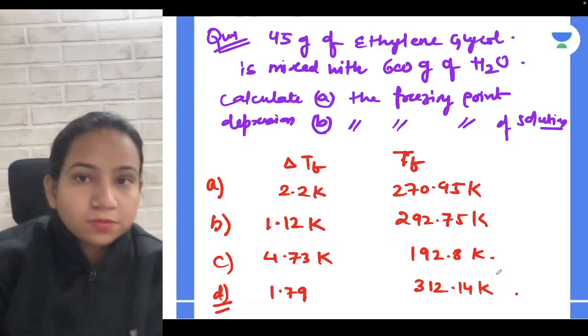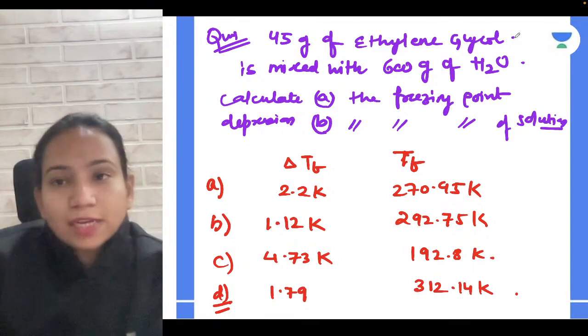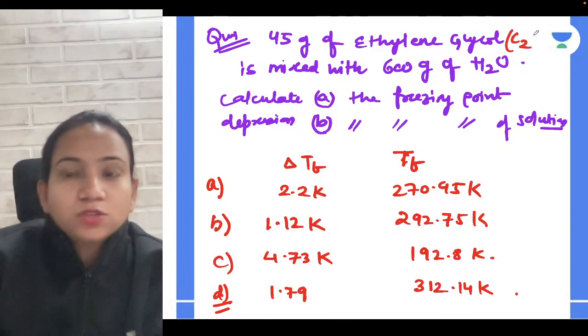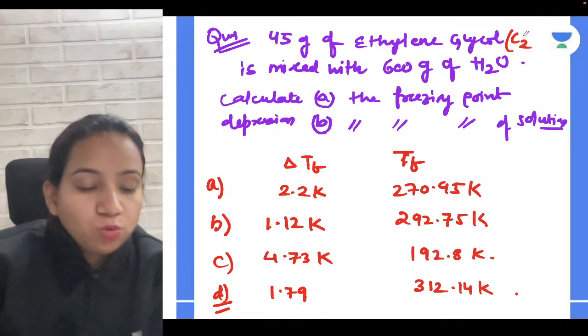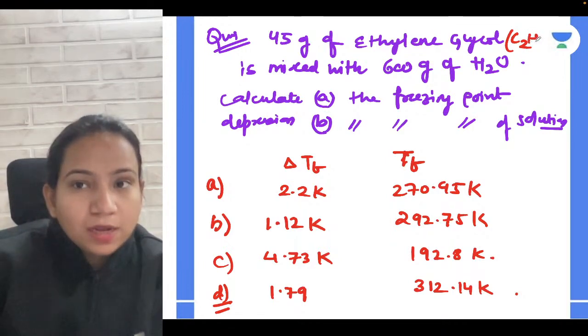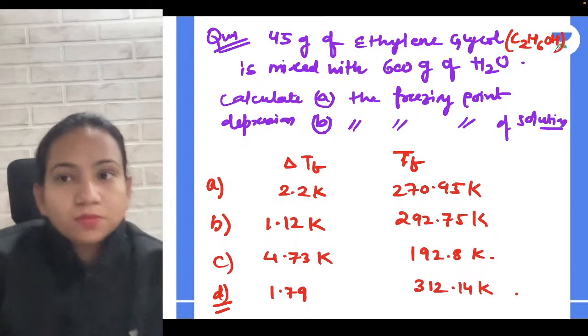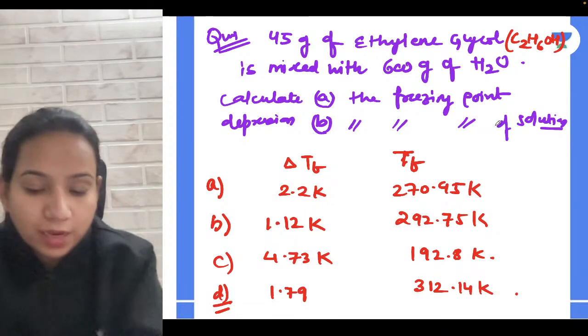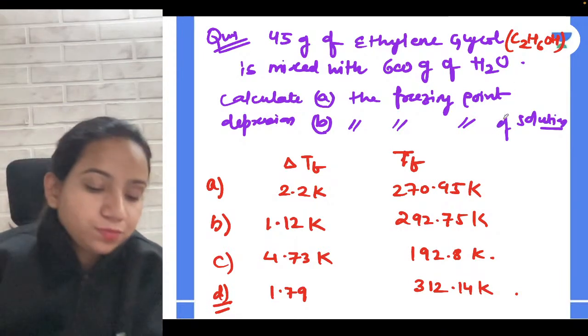Yes. So first of all, what is the formula of ethylene glycol? Ethylene glycol is the ethane molecule when you attach 2 OH. So it is ethane 1,2-diol, C2H6O2.